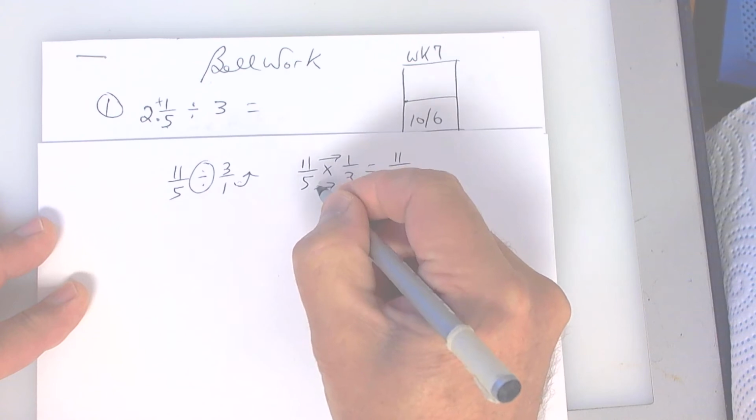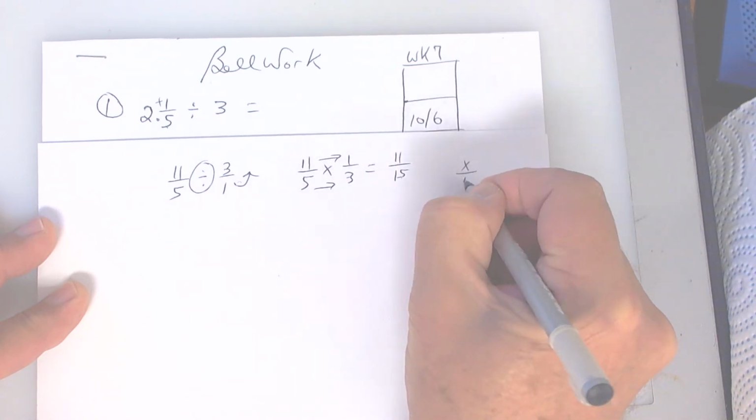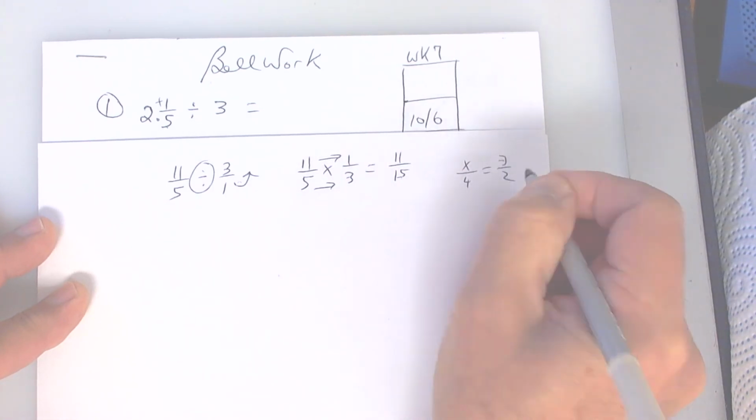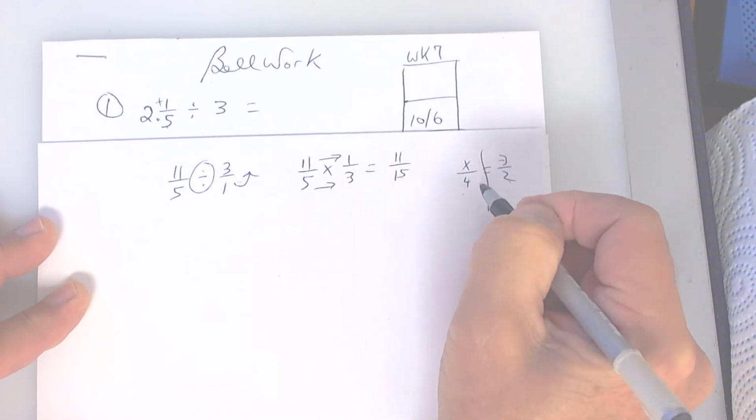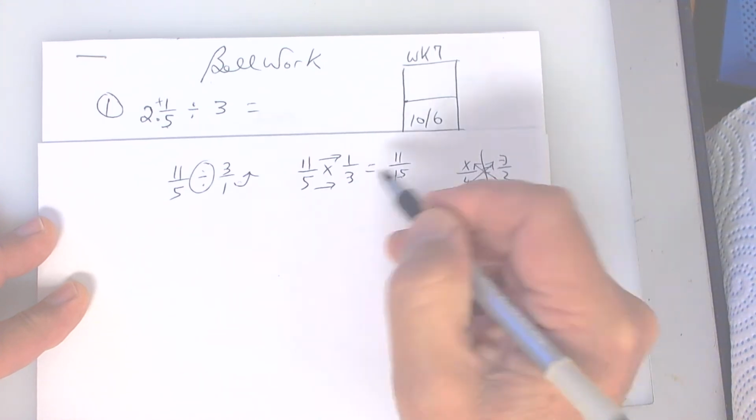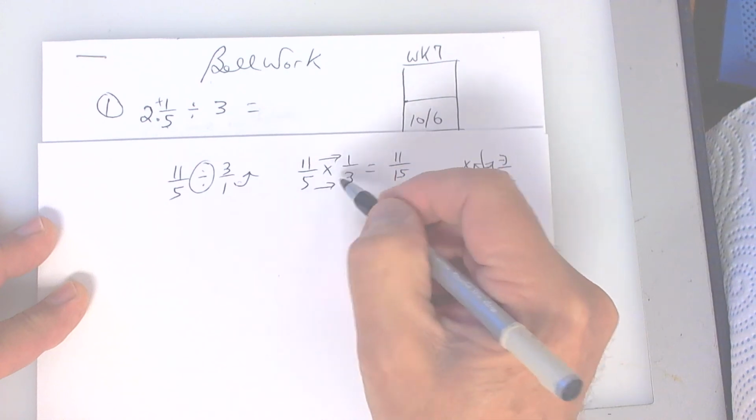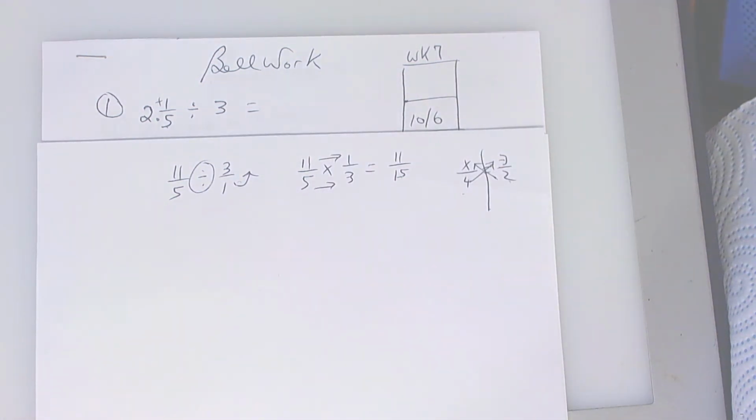See, the difference between this and a proportion like x over 4 equals 3 over 2, that's called a proportion, where it's equal and you do cross multiply. But here, you just multiply straight across. Okay, hopefully you understand that. Keep, change, flip.